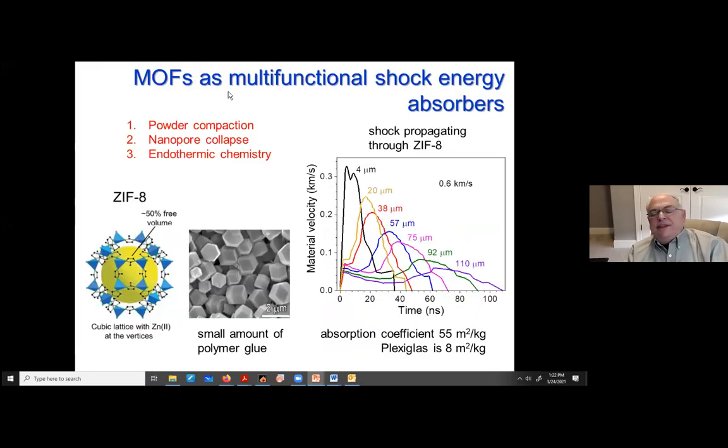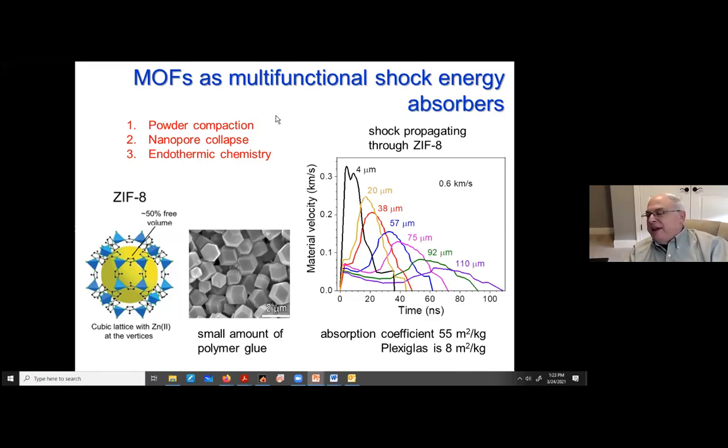Okay, so the new concept is to try and have a shock absorbing material that combines many different functionalities. The first one is powder compaction. Here is this ZIF-8 powder, and when you compress it, you compact the powder and that absorbs energy. Then inside each of these grains are innumerable nanopores and they collapse.